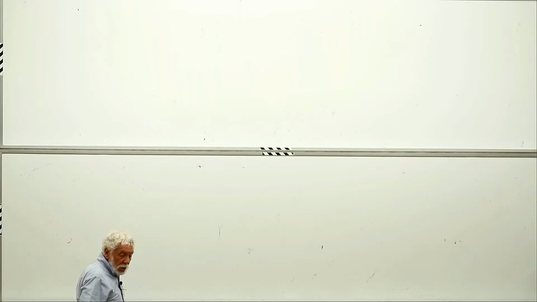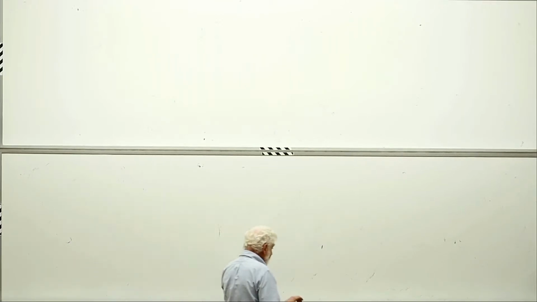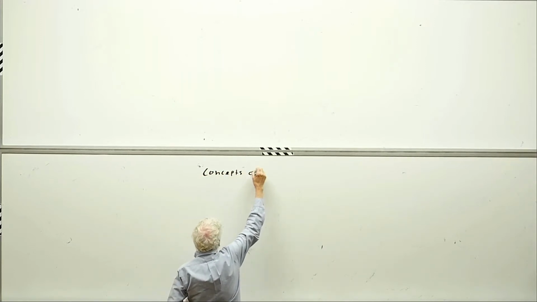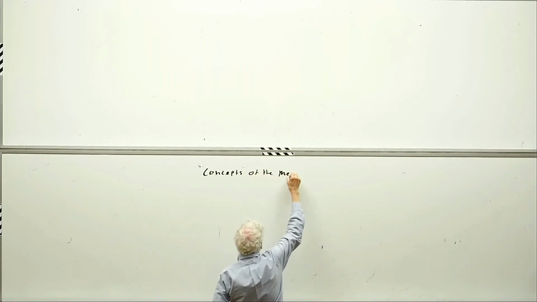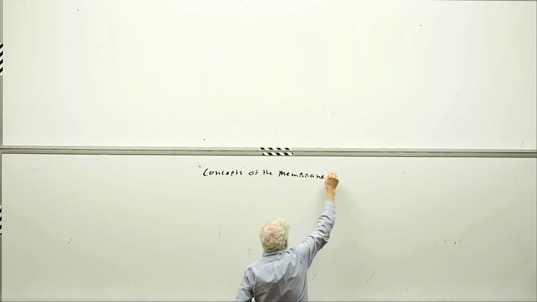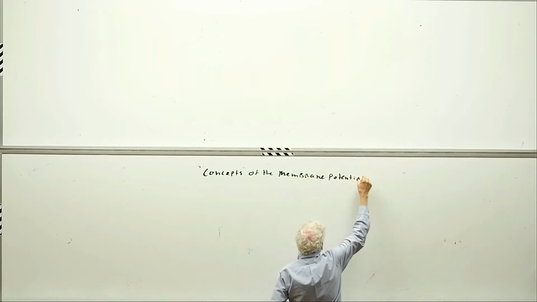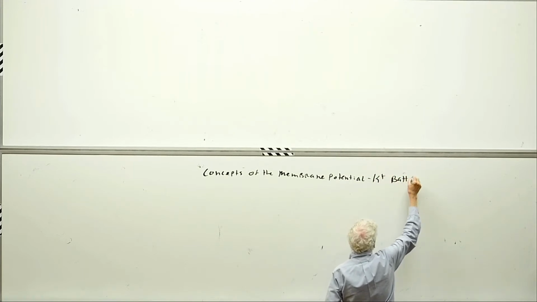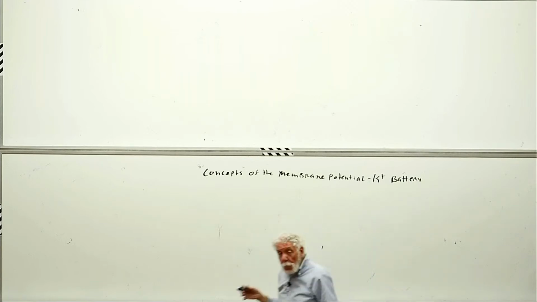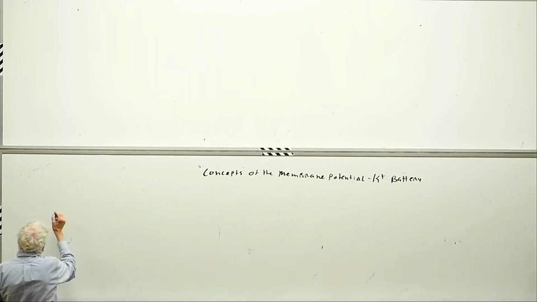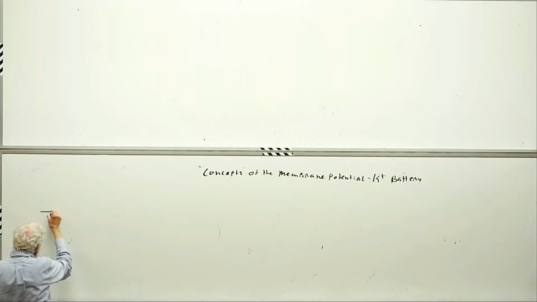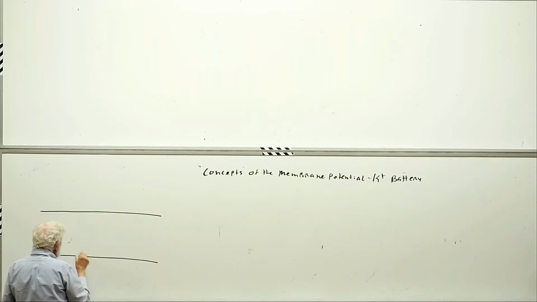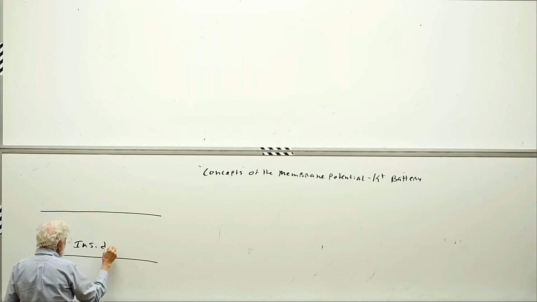So we're going to begin with what I'm going to label here as concepts of the membrane potential. Specifically, what we're going to be talking about here is something known as the potassium battery. A battery separates charge, it stores charge, and that's what we're going to do here. And the way I'm going to think about this is I'm going to take this membrane. That's a membrane. This is going to be inside. This is going to be outside.